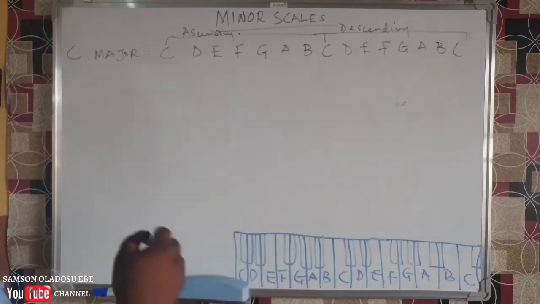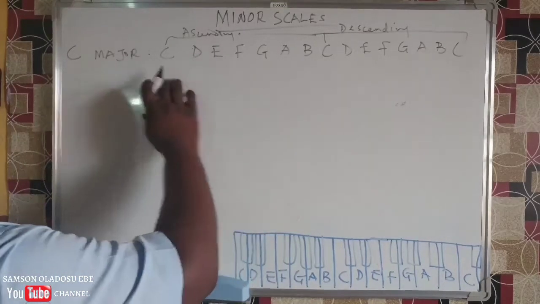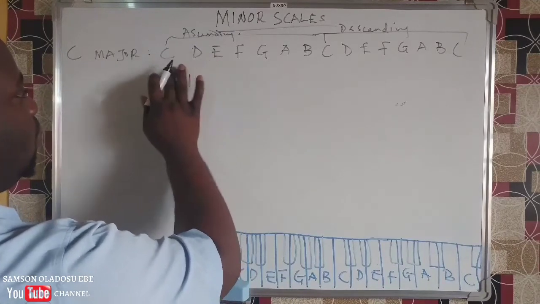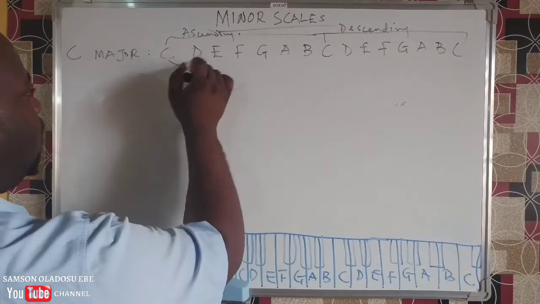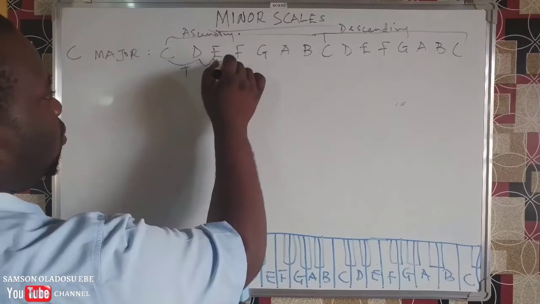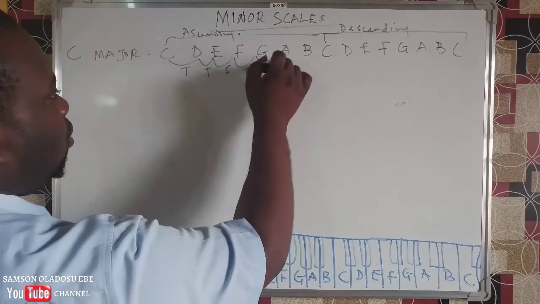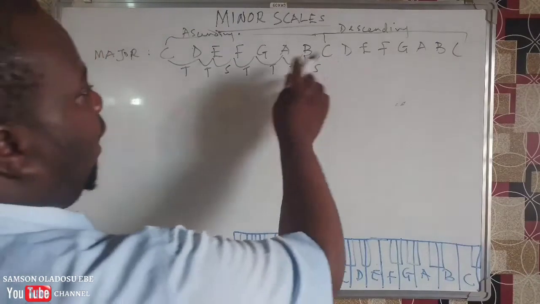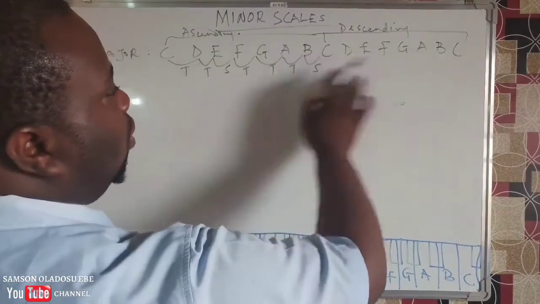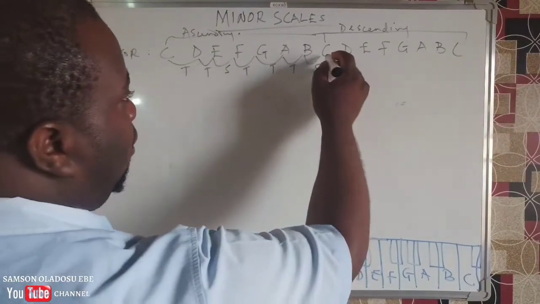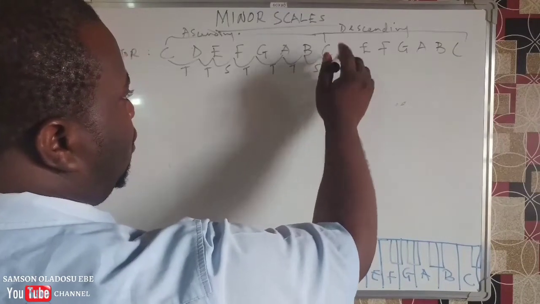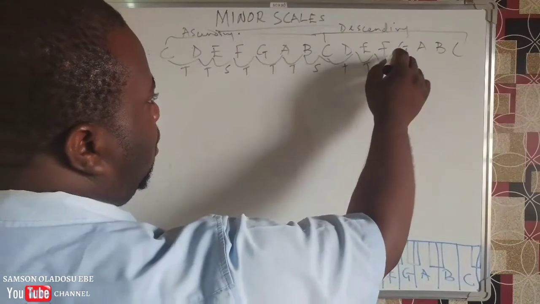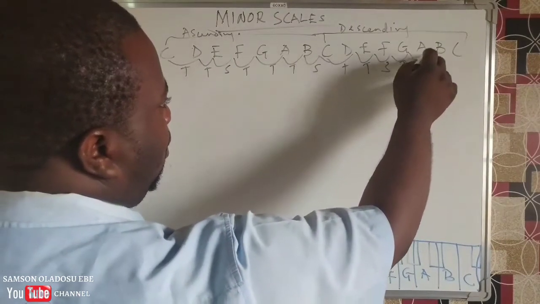For instance, let me show you. Don't forget that for major scales, their intervals are tone, tone, semitone, tone, tone, tone, semitone. Right? Tone, tone, semitone, tone, tone, tone, and semitone. I have decided to do two, ascending and descending order, just for us to be able to get it better.